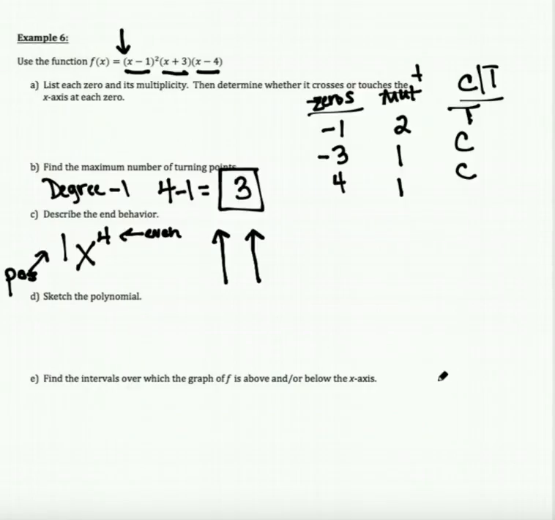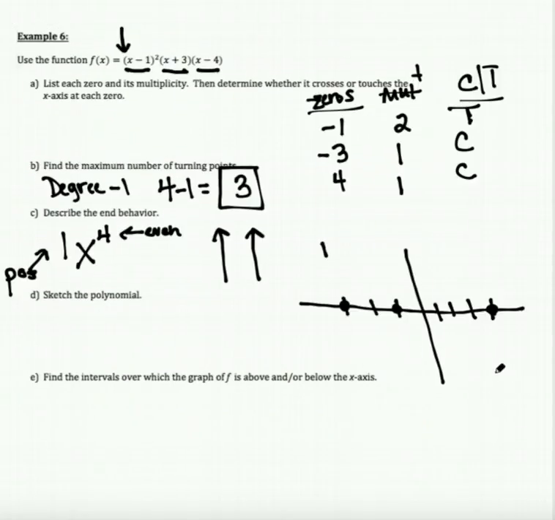So now what I need to do is go ahead and do a little sketch. Let's piece it all together, all right? So I know that my graph is going to cross the x-axis or touch the x-axis at these zeros. So at 1, at -3, and at 4. Okay, so those are my zeros. I also know that the graph is going to end going up on the left-hand side and up on the right-hand side.